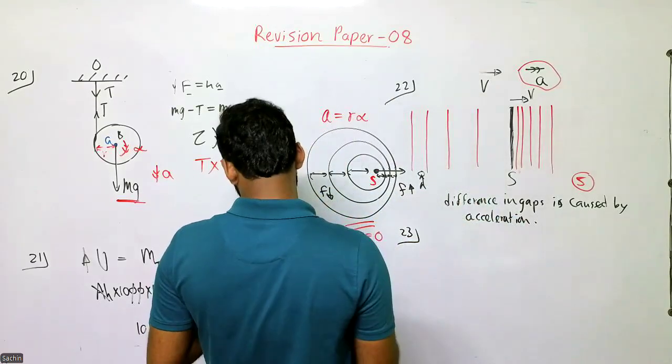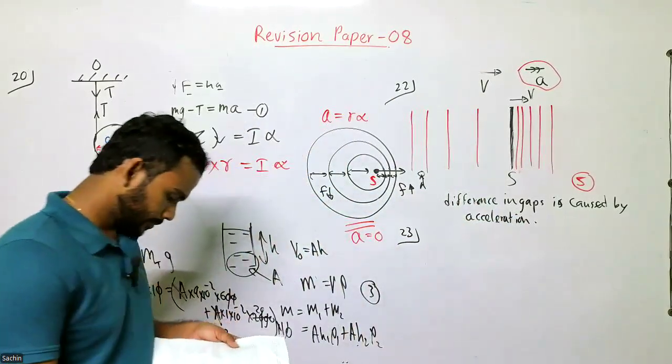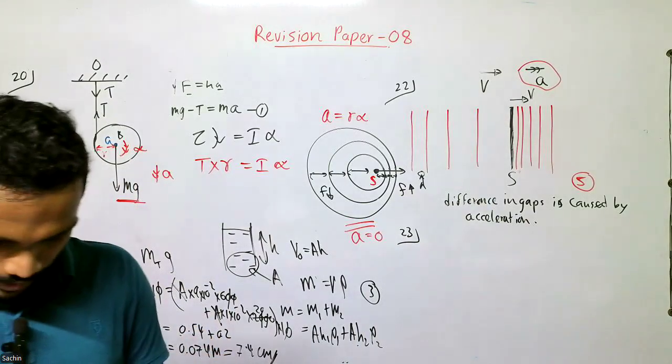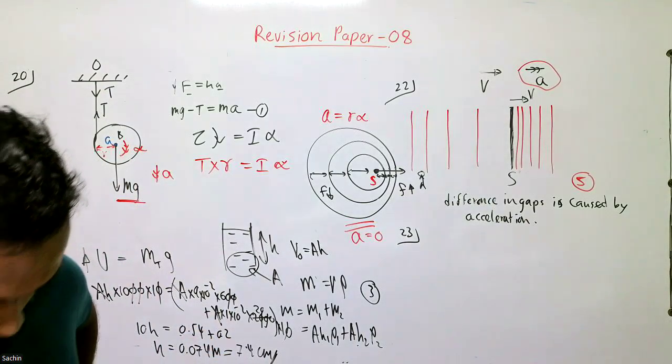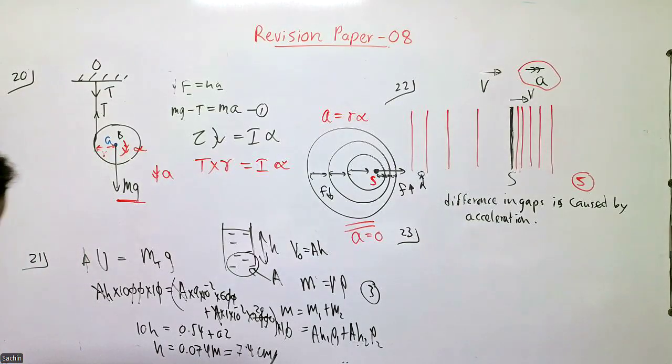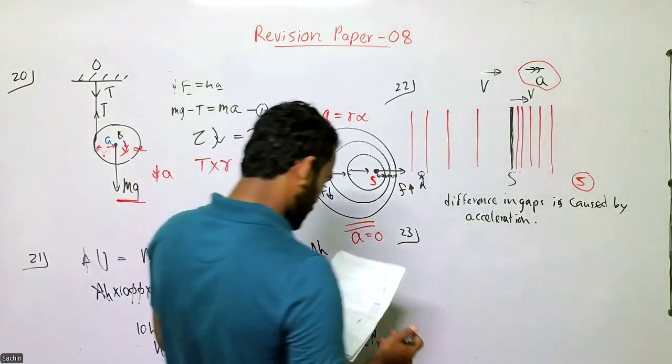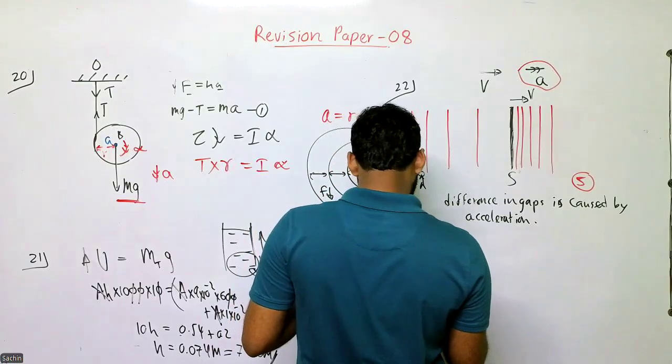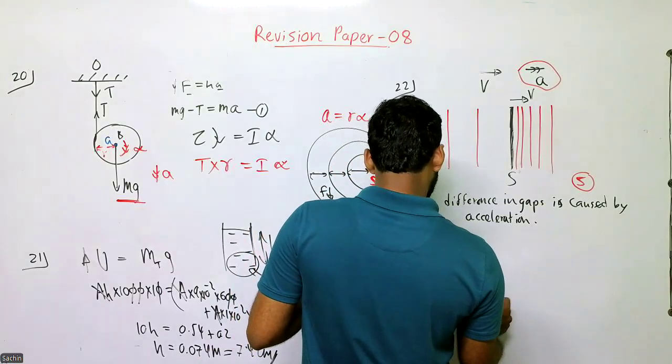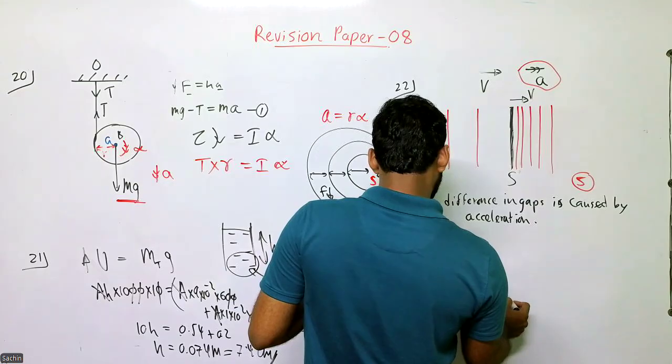Okay, 23. A well insulated vessel contains 600 grams of water at 30 Celsius and its heat capacity is 830 joule per kilogram.